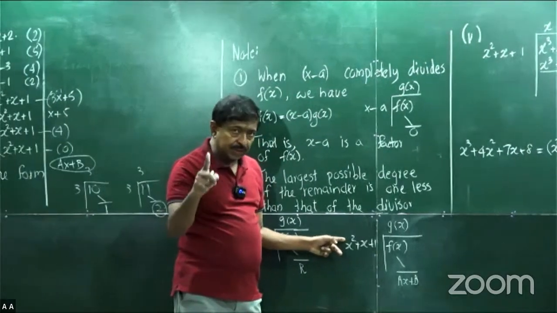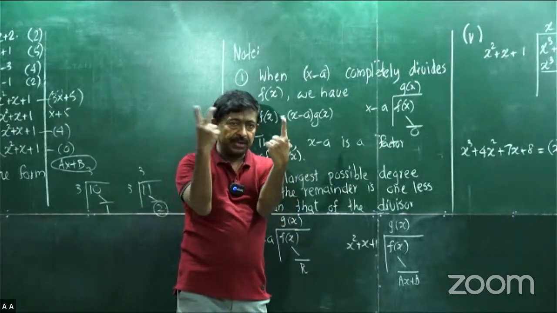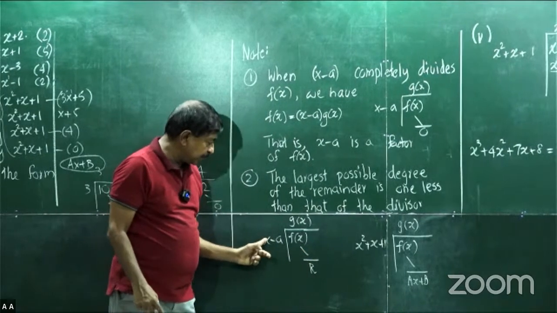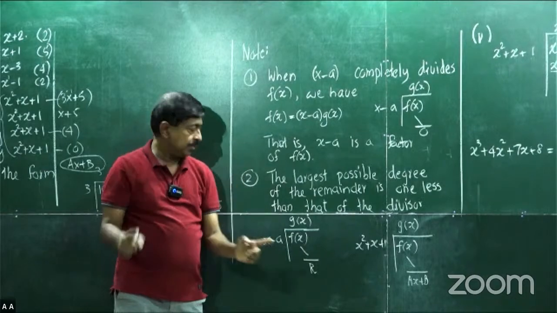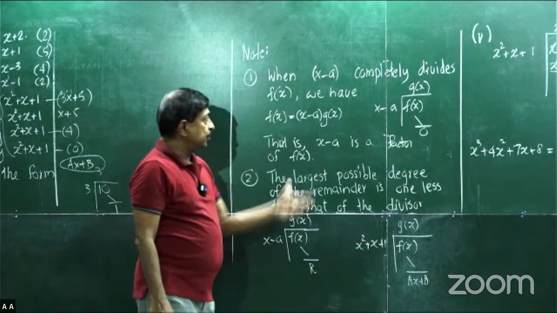The degree of the divisor is 2, and the remainder's degree is 1, which is 1 less. Here, the degree of the divisor is 1, and the degree of the remainder is 0. Again 1 less. Okay, you take this down.